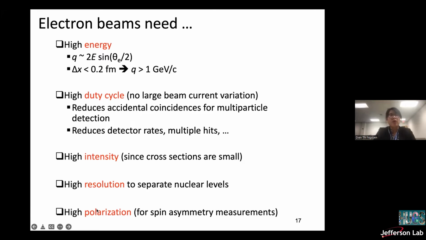For polarization here, it relates to the spin asymmetry measurement and understanding the spin structure of the nucleon. That is something we have not discussed in this session. But if you are interested in the spin structure study, it is very interesting as well. We can talk offline about that, but I will not have enough time to cover everything in this lecture series.